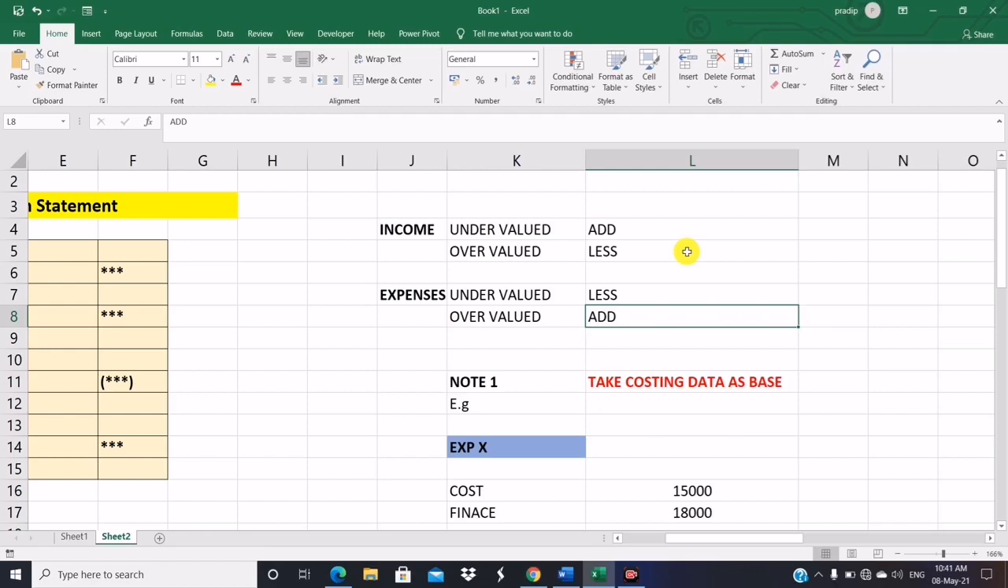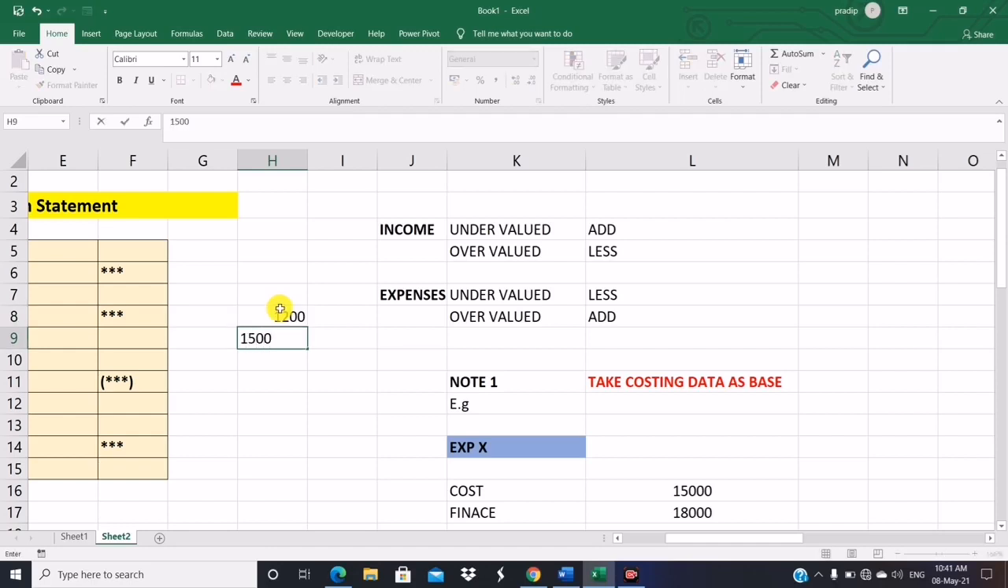Second example I want to give here. For example, there is an expense. In cost accounting it is mentioned as 1200. In financial accounting it is mentioned as 1500. But in case of expense, here we are taking costing data as a base, that is 1200, and in financial accounting that is 1500. So 300 is undervalued in cost accounting, because in cost accounting it is 1200. If expense is undervalued, what we have to do is less.